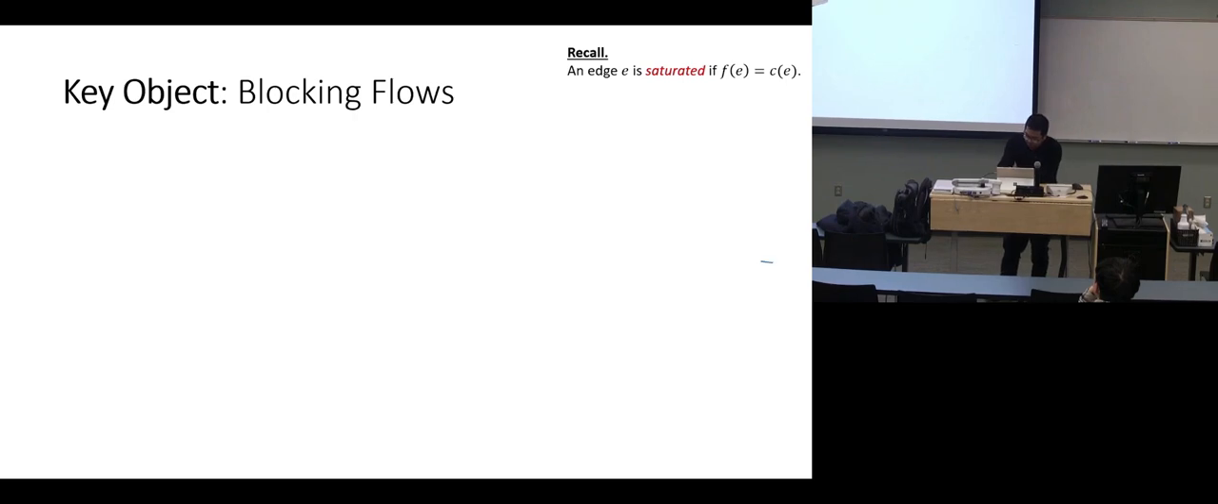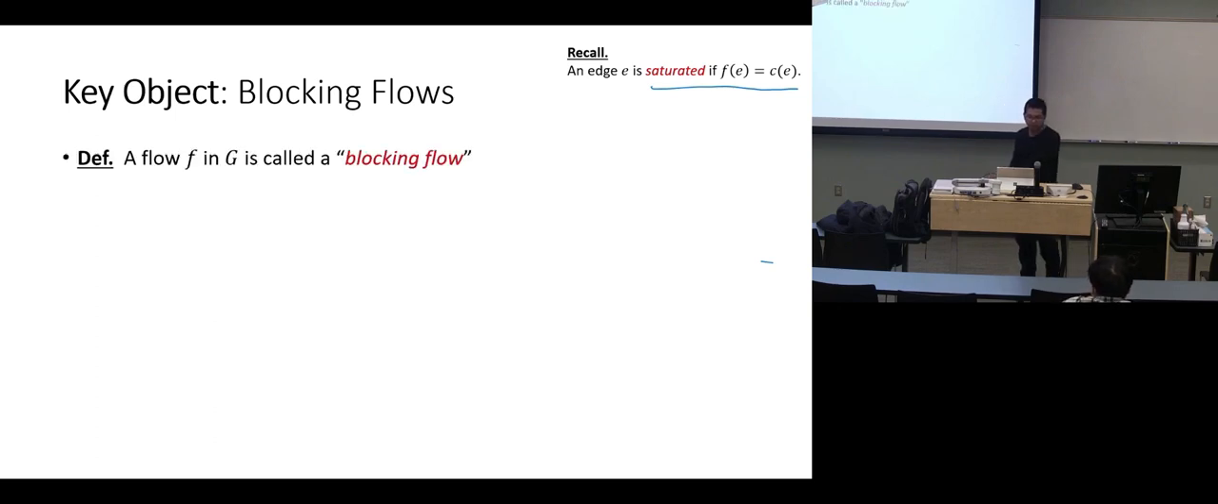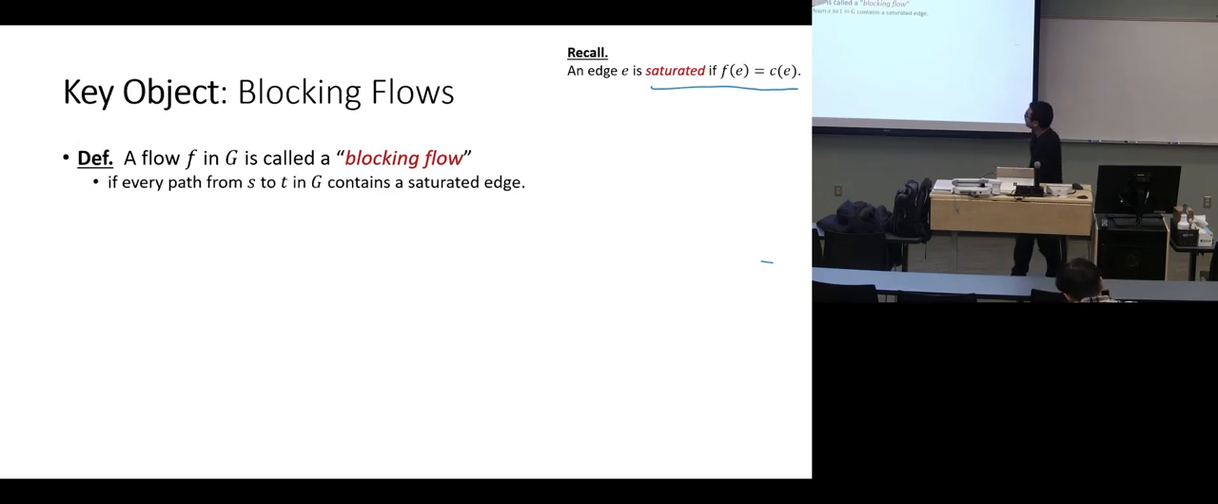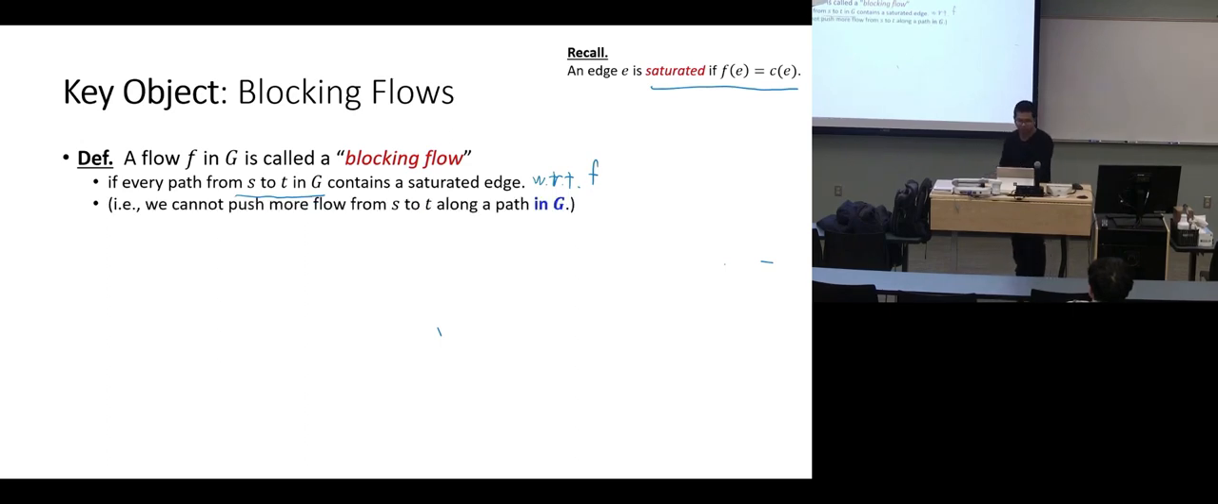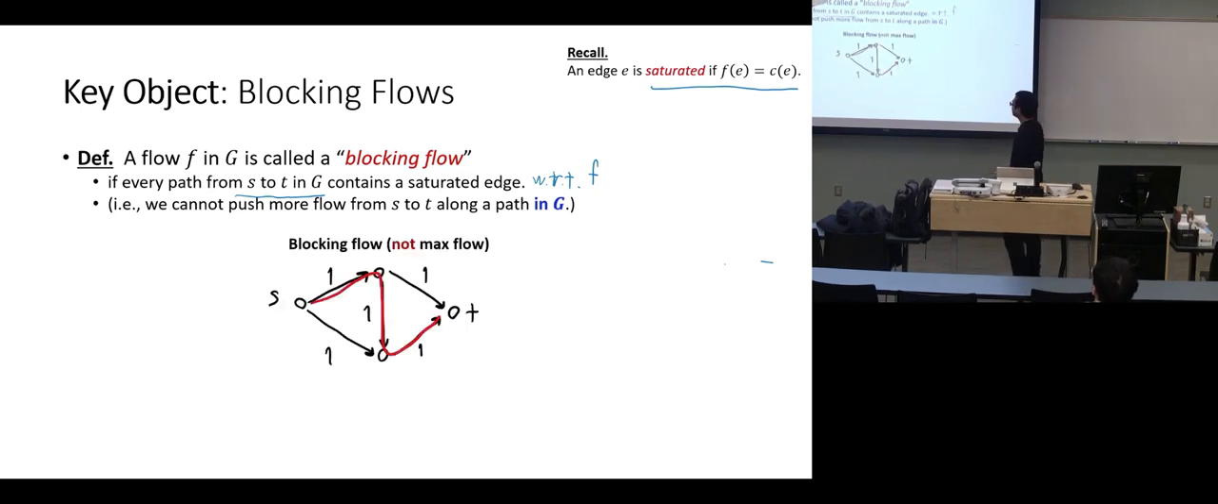Okay. So recall that edges are saturated if the flow matches the capacity. So the definition of blocking flow is this. We say that a flow F is a blocking flow if every path from S to T in G must contain a saturated edge with respect to F. For example, this is a blocking flow, right? Because any path from S to T now needs to go through some saturated edge, but it's not Maxflow.